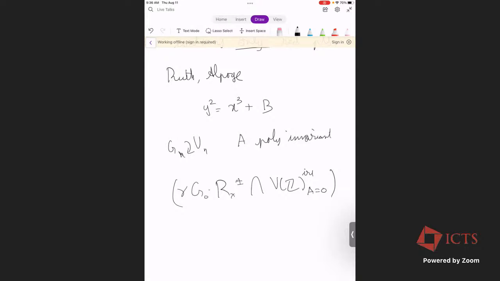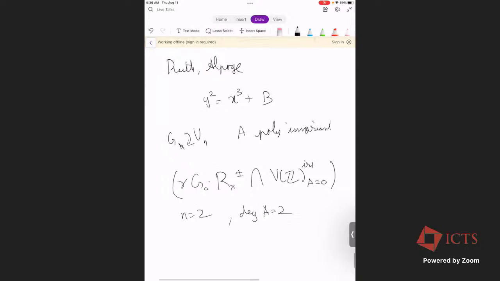Now when n is 2, a has degree 2, and you can use the circle method to count these points. That was carried out by Ruth, and after that by Alpoge, who simplified the method greatly. The idea is to use the circle method to count these points.